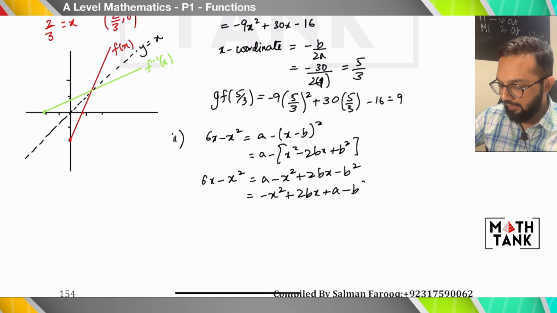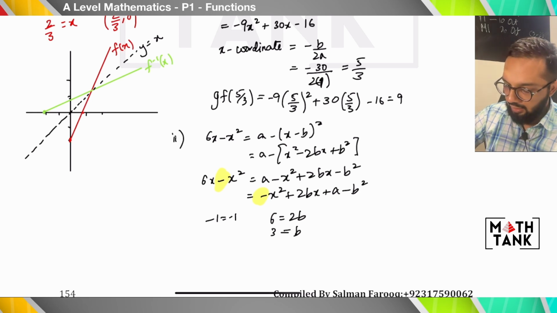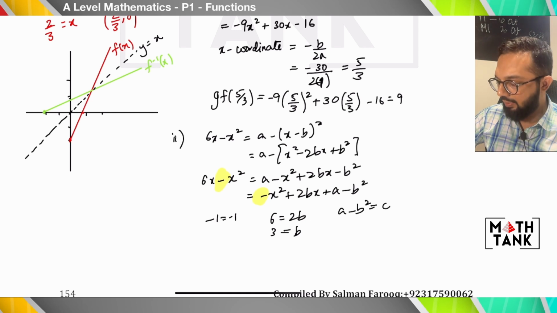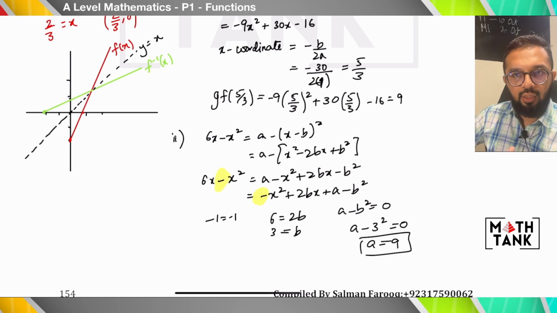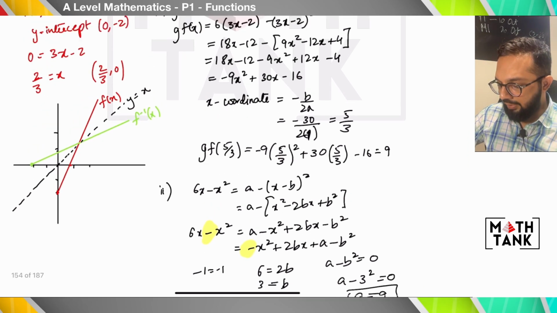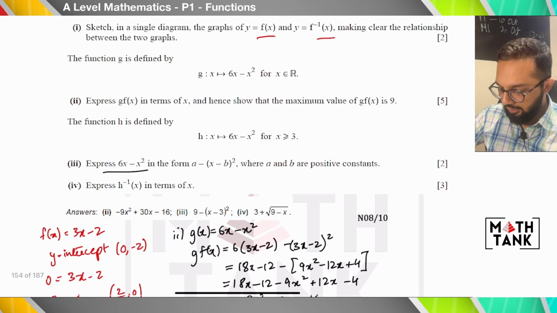Plus a minus b squared. Okay, just rearranging them so that I'm not confused. Minus 1 should equal minus 1. 6 should equal 2b, and b should equal 3. And then there's a constant, so I'm going to say that a minus b squared equals 0. A minus 3 squared equals 0. A equals 9. Okay, that is for part 3.